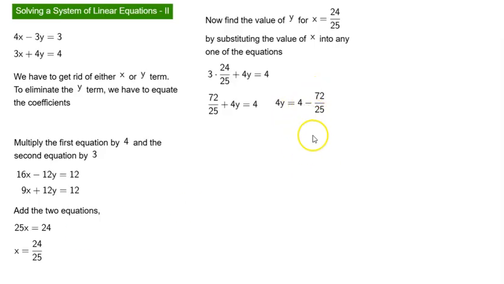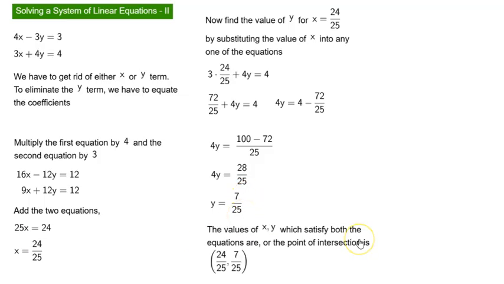4y is equal to 4 minus 72 by 25. 4y equal to 100 minus 72 by 25. 4y is equal to 28 by 25. So y is equal to 7 by 25. So we have got both the x and y values which satisfy both the equations.